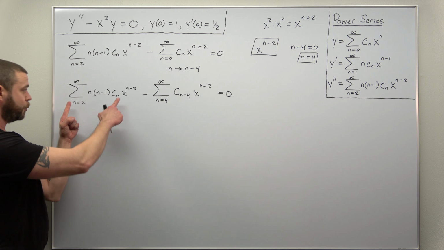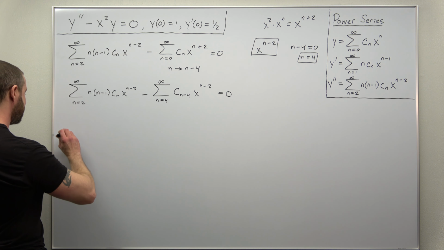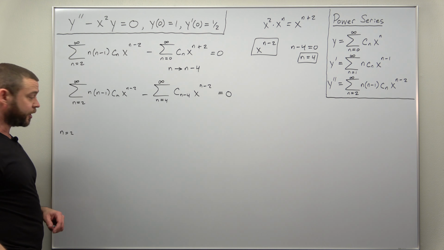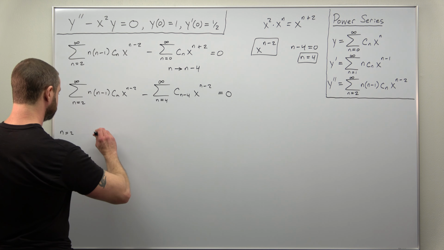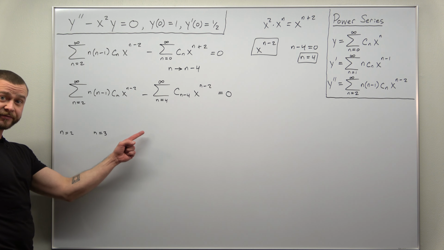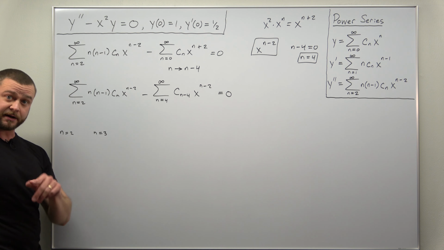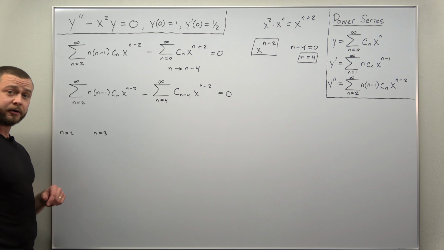All right, we're going to take this, write out 2 terms. We're going to write out the n equals 2 term, and then the n equals 3 term. And then what comes after n equals 3? N equals 4. And then we'll be able to combine those 2 power series together.